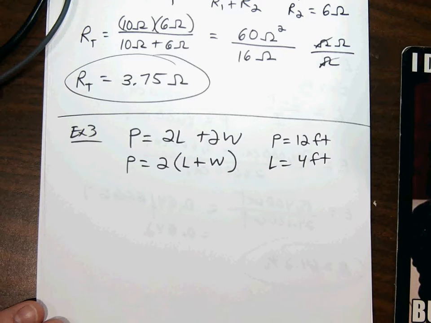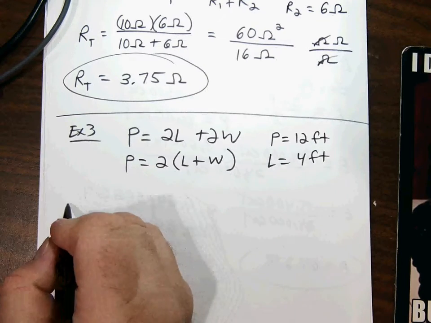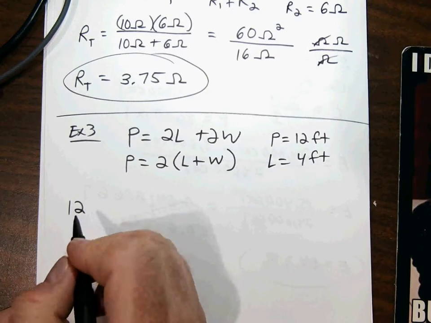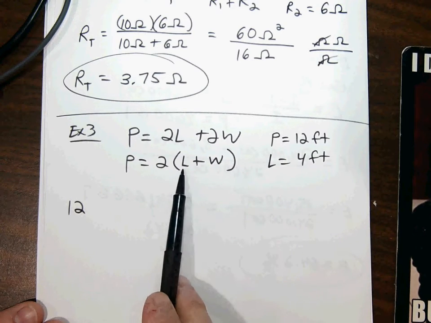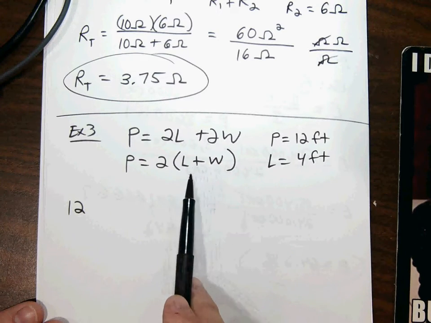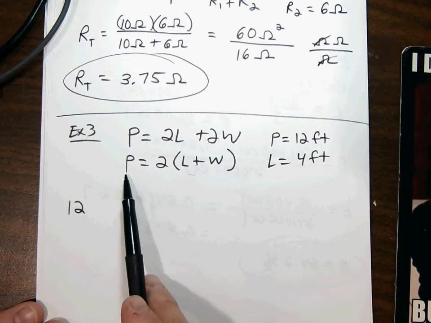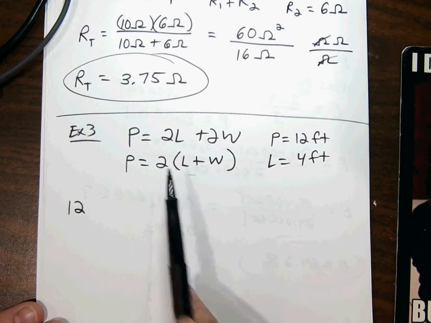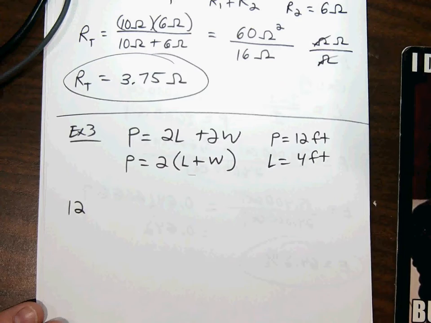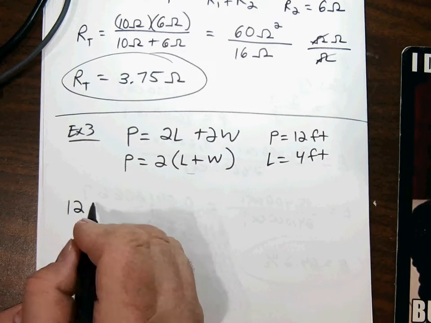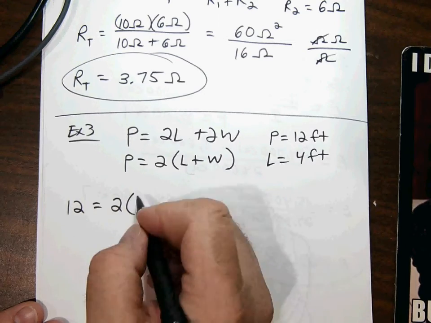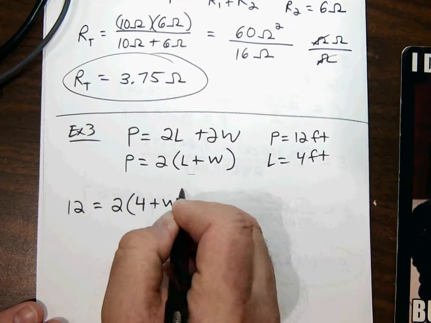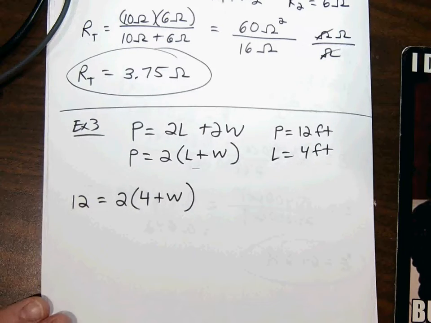Well, let's plug in the information. P equals 12. And I'm going to drop the units here. Let's analyze the units for a minute. Length and width are both going to have unit of feet, so that makes sense. Perimeter has units of feet. 2 has no units, so feet equals feet. That makes sense. So we're going to drop the unit here. So 12 equals 2 times L is 4. W, I don't know. I got to call it W. That's what I'm looking for, W.